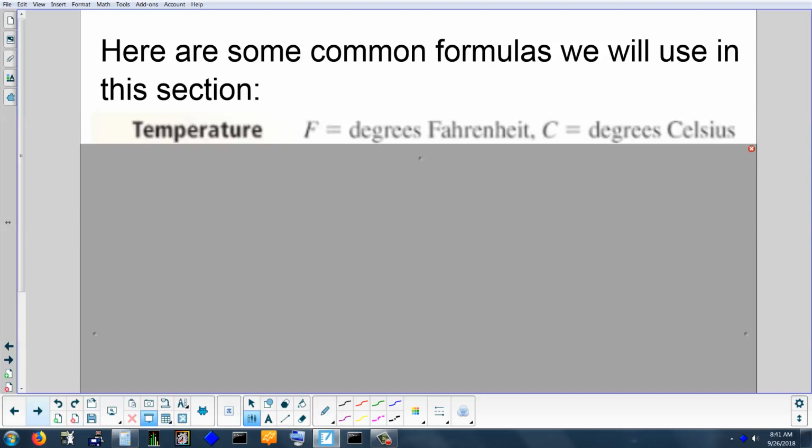Okay, so the first one is for temperature. Has everyone heard of Fahrenheit and Celsius? So the US uses Fahrenheit. Pretty much every other country in the world uses Celsius. Yeah, Celsius is easier, right?